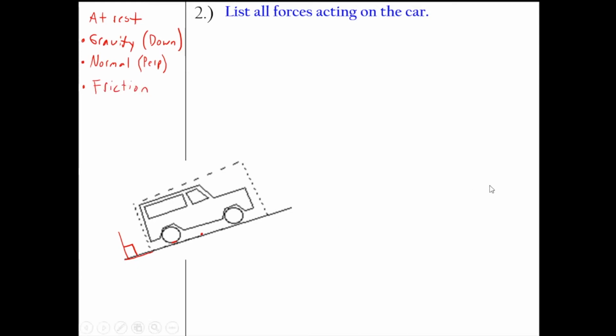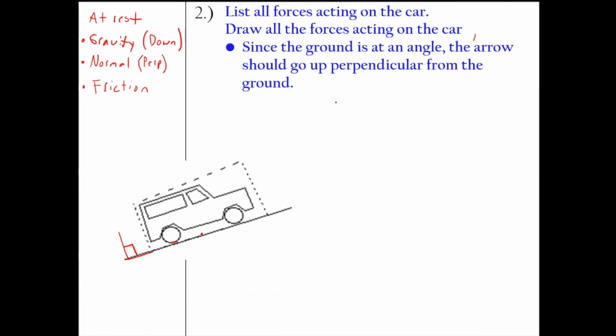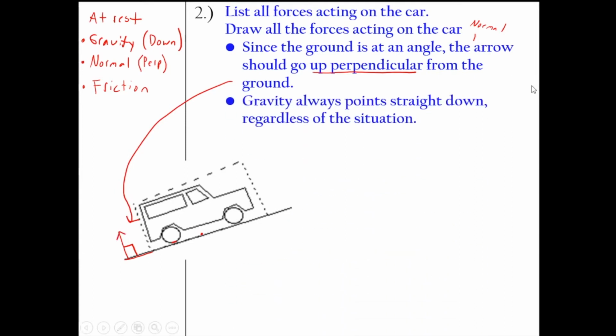Now that we've listed all of our forces, let's go ahead and draw what these forces look like on this car. Since the ground is at an angle, the normal arrow should be up and perpendicular from the ground, just like we said over here. So it should look something like this. Next, we need to talk about gravity, and we know that gravity is always going to point straight down, no matter what is going on in our problem. And it points straight down because it's pointing down towards the center of the earth.